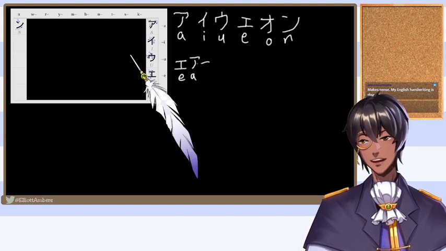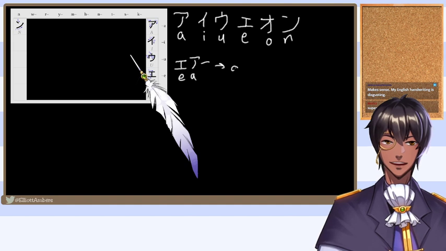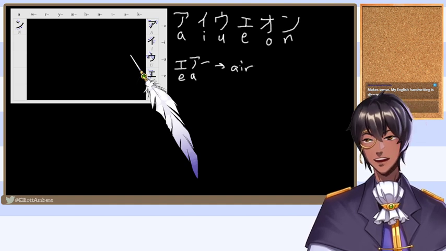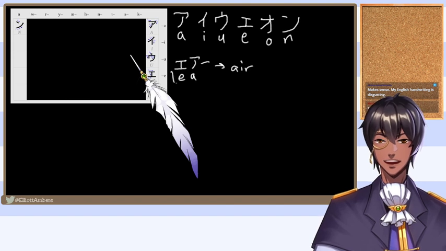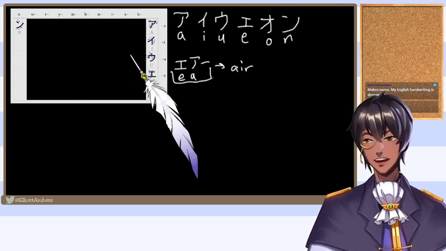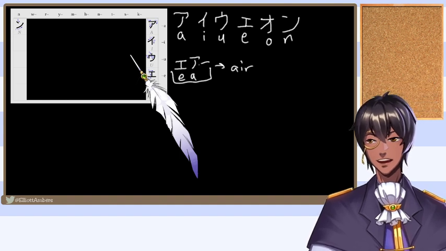This ends up being the English word air. If you ever watched the anime or read the manga Air Gear, this is how they actually spell out the word air. They don't use the Japanese word for air, they just use Japanese pronunciation. Gia.